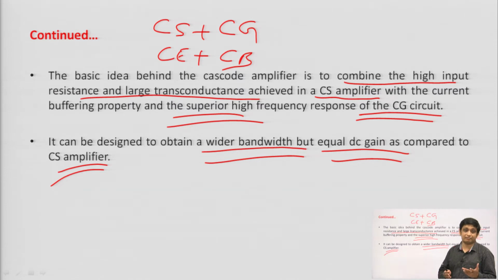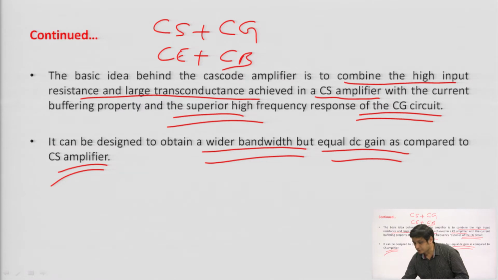So, you can see that this is another application of CG. Although when we design voltage amplifier, we do not use common gate amplifier individually because of its lower input resistance, but the beauty of the common gate is that it can be combined with common source in order to enhance the overall performance, that is your bandwidth. The bandwidth is enhanced in cascode amplifier. That's all about cascode amplifier.